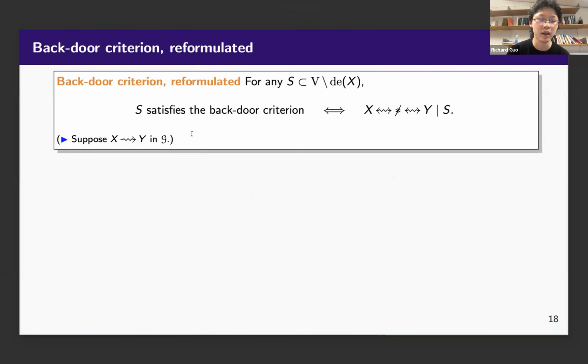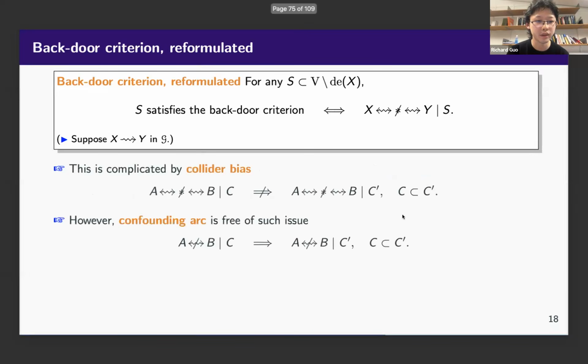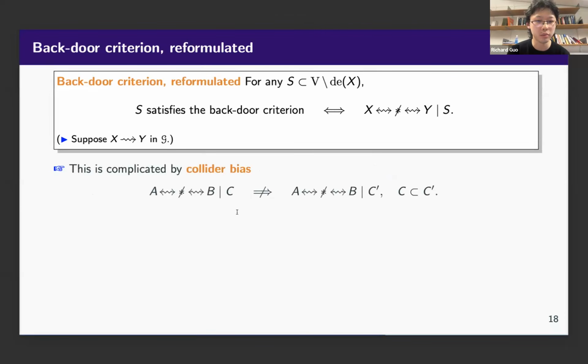So a set S that contains no descendant of X satisfies the backdoor criterion if and only if there is no M-connected confounding path between X and Y given S. It's just a reformulation. But this is not directly usable because, for blocking confounding paths, suppose C is a set that blocks a confounding path. Because of this collider bias problem, if we enlarge the conditioning set, it's not necessarily true that A and B are still separated in terms of confounding paths.